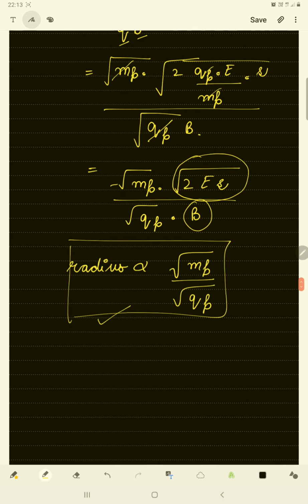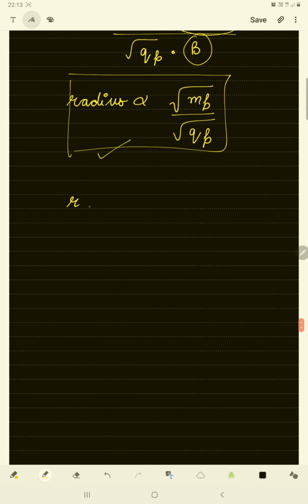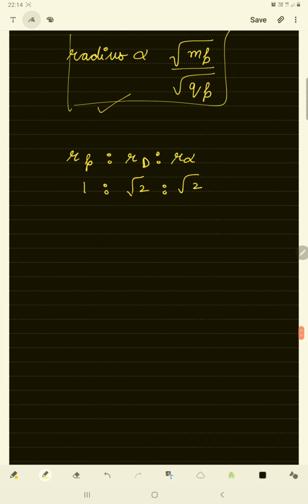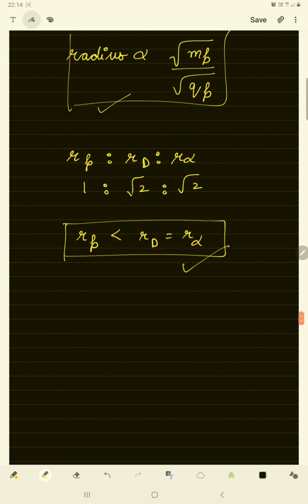Now we can say that the radius of proton is to radius of deuteron is to radius of alpha particle is 1 is to root 2 is to root 2. So we can say that this is the relation among the particles. Thank you for watching.